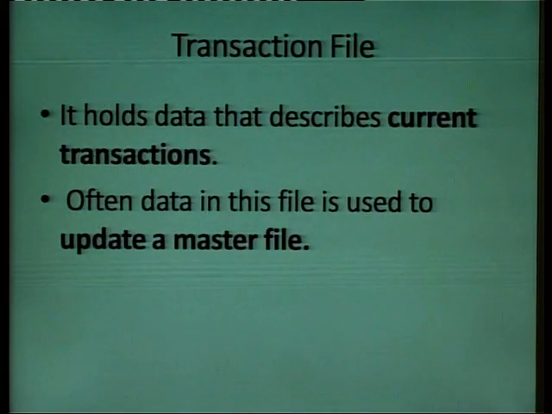So the transaction file holds data that describes current transactions, and data in this file is used to update a master file. Is it clear? The transaction file holds the data that describes current transactions, and this file can be used to update a master file.